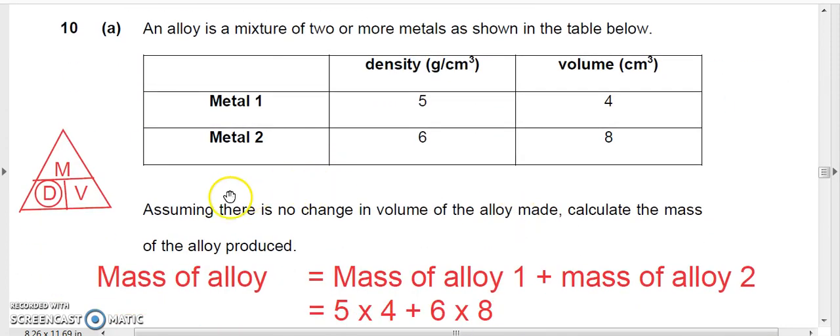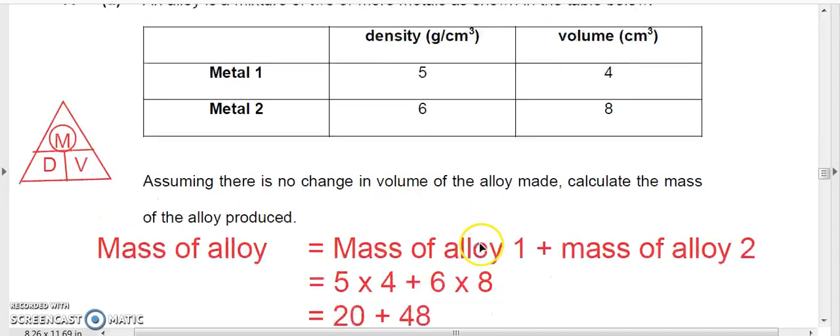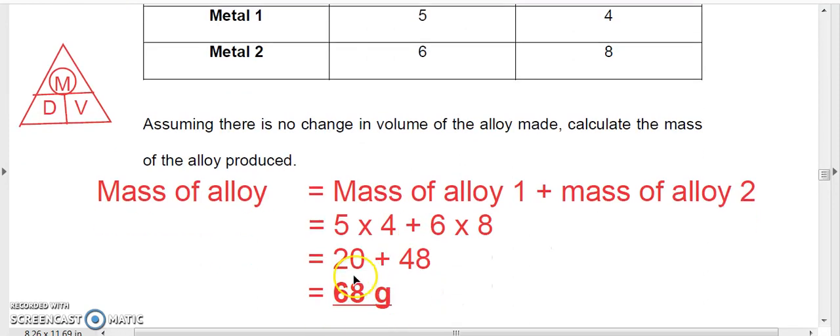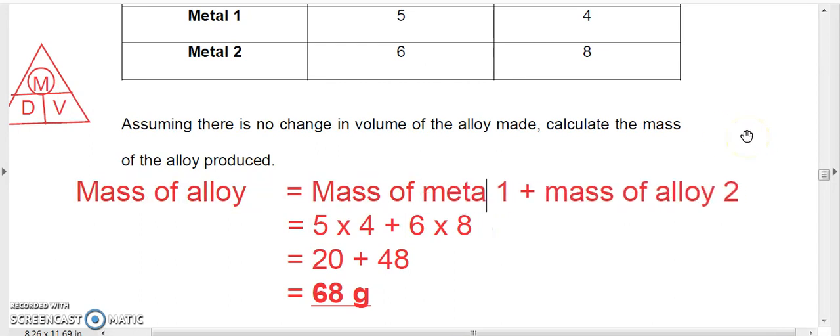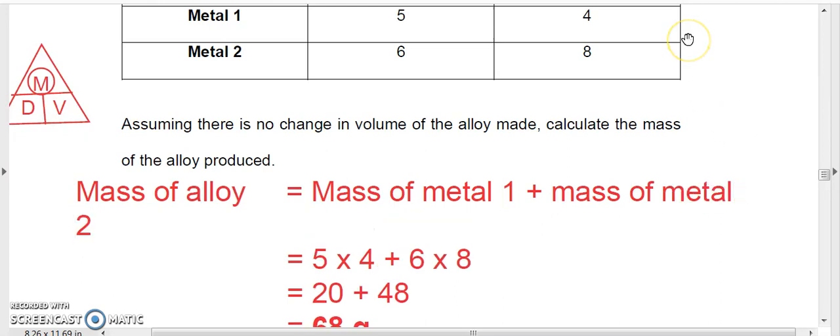Next question here. You use this formula, density equals mass over volume. So you've got density, you've got volume. They ask you to calculate mass. So mass is simply density times volume. That's it. So alloy 1 or metal 1 here will be density times volume, 5 times 4, plus metal 2, 6 times 8. These two answers added together will be 68 kilos. Actually, technically, this is not an alloy. This is metal and metal. Got it?